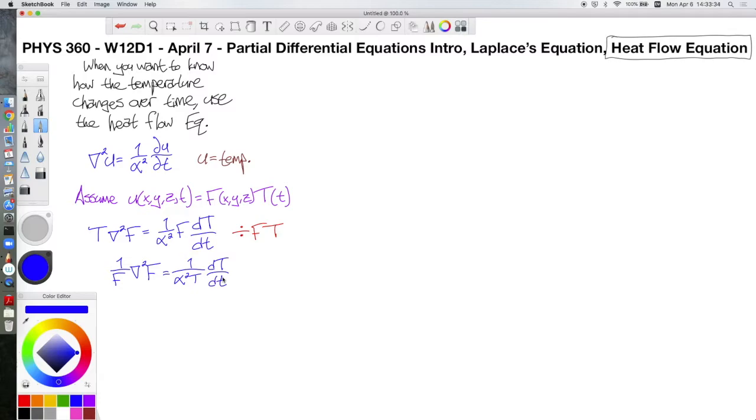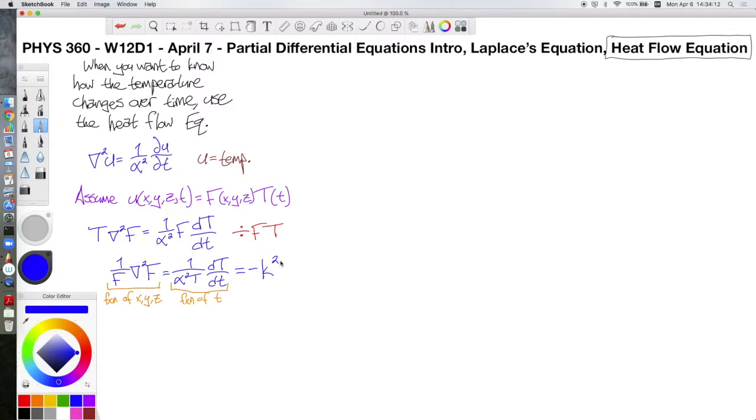And just like before, we have on the left a function of just our spatial variables, just a function of x, y, and z. And on the right-hand side of this, we have a function of just t. And the only way that these two can be equal to each other for every value of x, every value of y, every value of z, and every value of t, and every combination therein is if this is equal to a constant. So we are going to again define our separation constant as negative k squared.